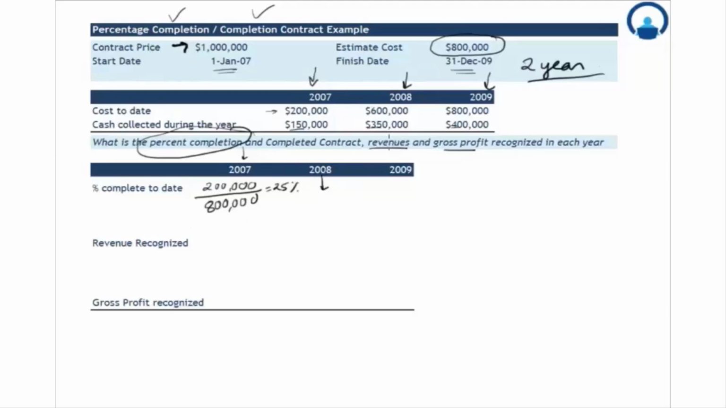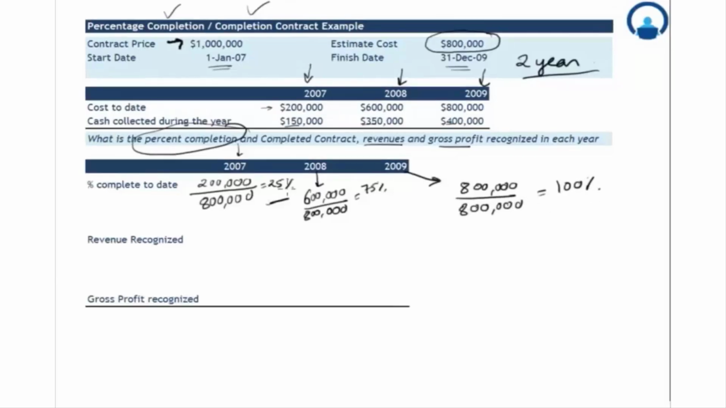What about 2008? In 2008, we saw that the total cost that was completed was 600,000. So basically we'll try to calculate the fraction. So here it is 75%. And for 2009, the whole cost is being allocated. So 800,000 divided by 800,000. So this is 100%. So as we see here, in 2007, 25% of the total amount of work was complete. In 2008, another 50% was complete, so that the cumulative number is 75%. And in 2009, another 25% was complete.